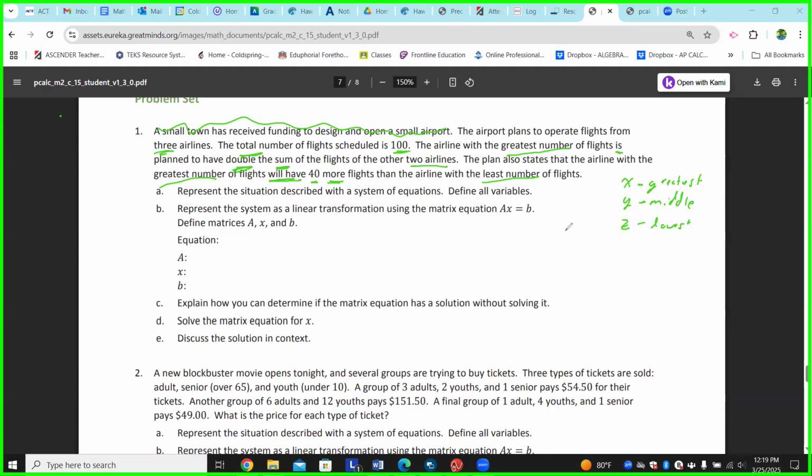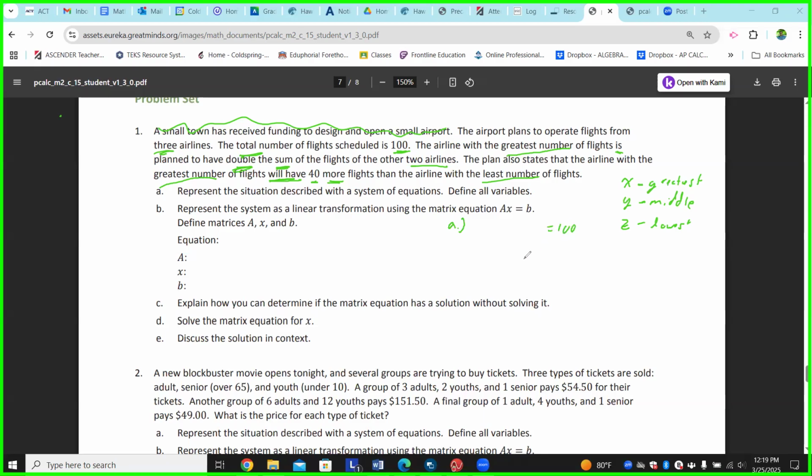All right, so to write out these equations, I guess I'll write it right here. Part A will be here, and then I'll go back to P. It says total number of flights scheduled is 100. What does total mean? Oh, total, okay, is all, but what operation does total mean? Sum, and sum means addition, right? So if all total is 100, how would you represent that as an equation? Okay, it equals 100.